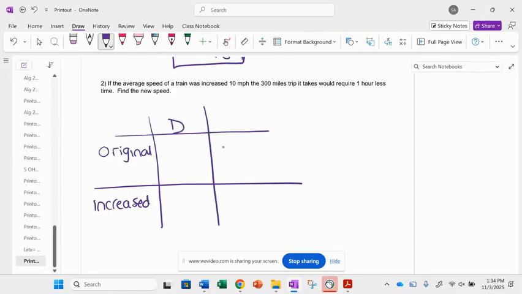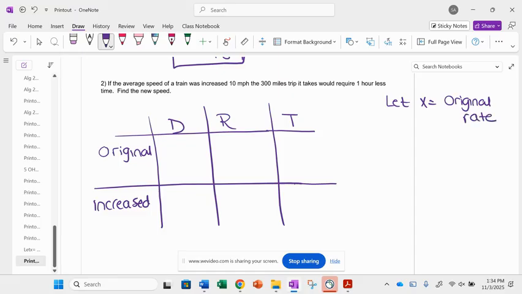And we have our distance, our rate, and the time. So I'm going to let x equal original rate. If the average speed of a train was increased 10 miles per hour, the 300-mile trip.